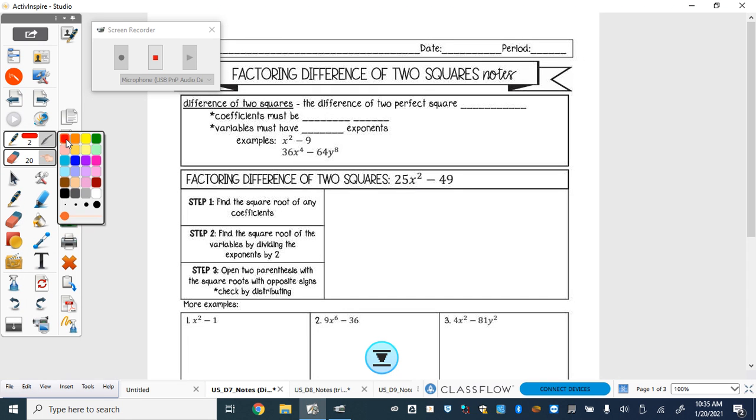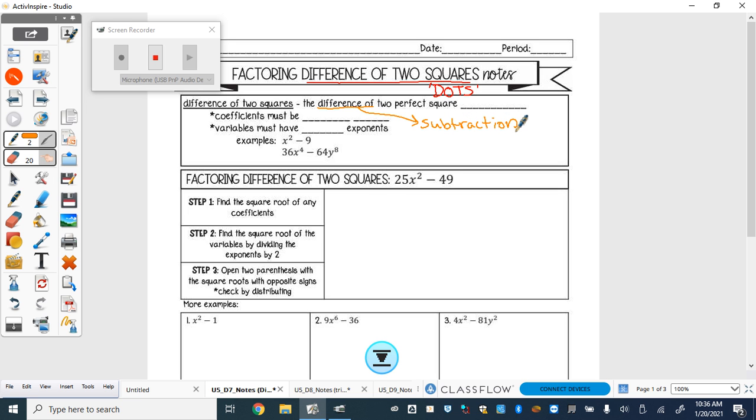Today we're going to be working on another type of factoring, which is known as factoring difference of two squares. A lot of times this gets shortened down to and is referred to as DOTS factoring. I know I have a tendency to say that a lot. So difference of two squares is the difference, which difference means subtraction.